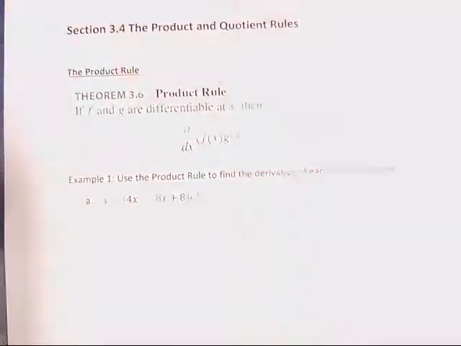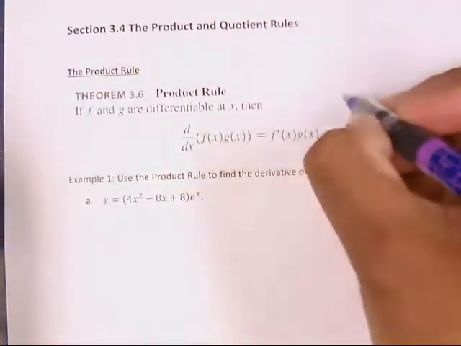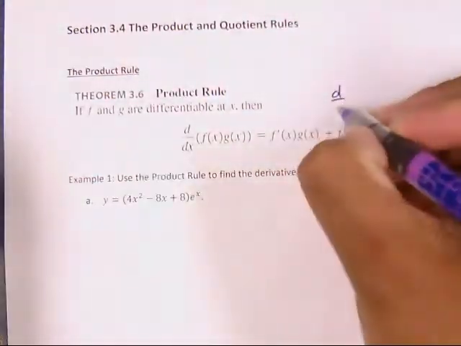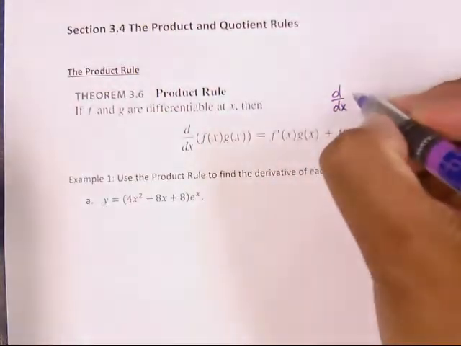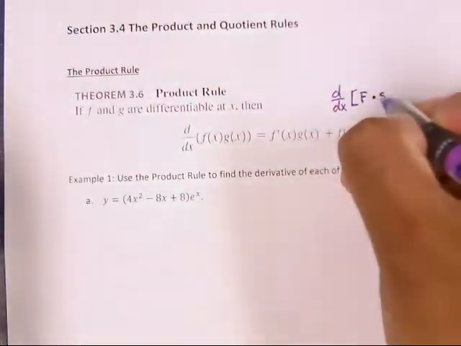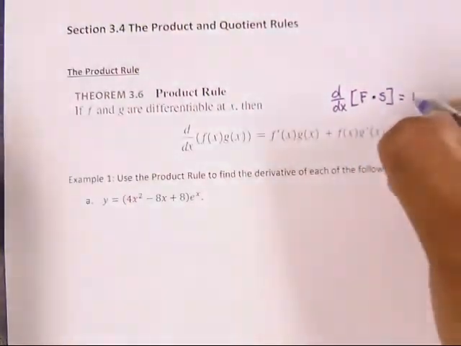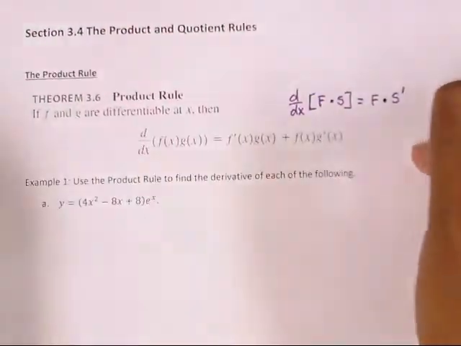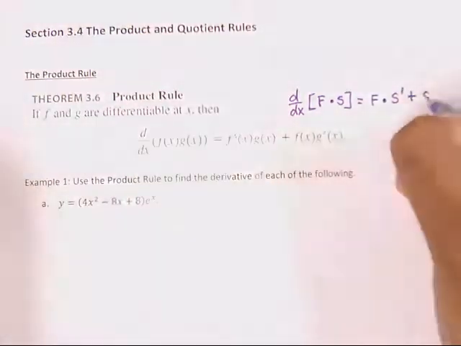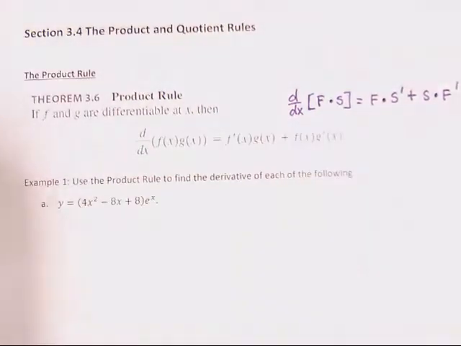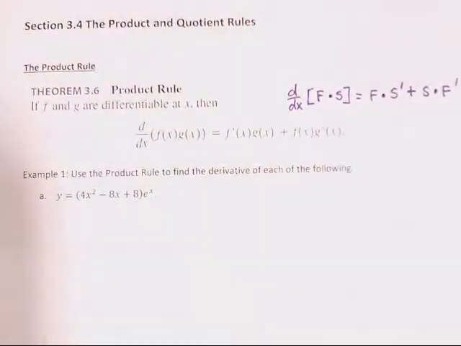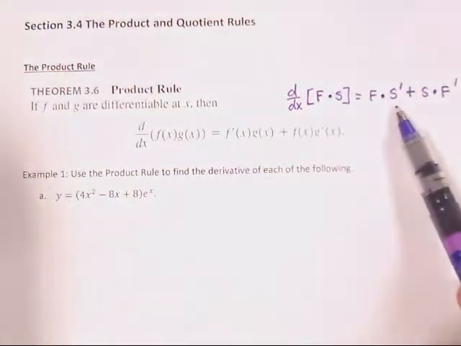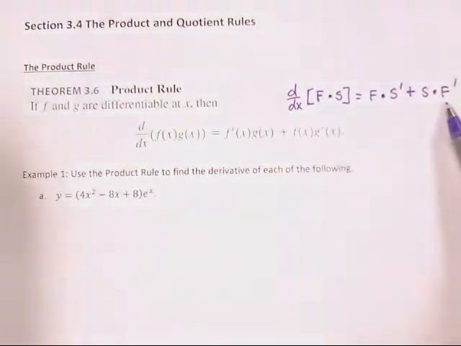Now, the way I would do that for taking a derivative, I would say, in this case, the derivative with respect to x of the first times the second, that would be something like this. Take the first times the derivative of the second, and then add to it the second function times the derivative of the first function. Okay? Again, first times the derivative of the second plus second times the derivative of the first. Okay?